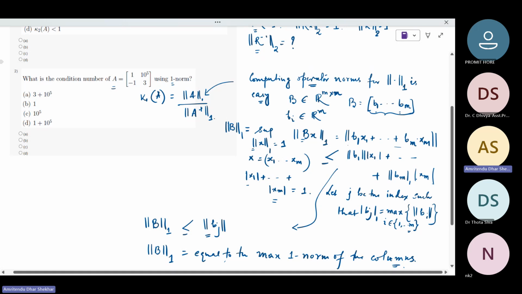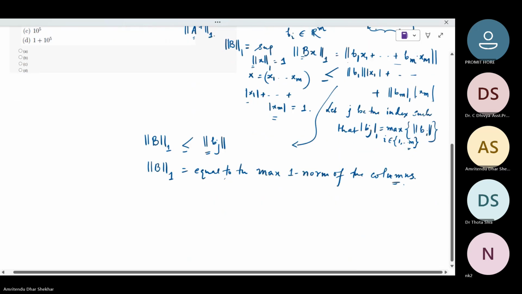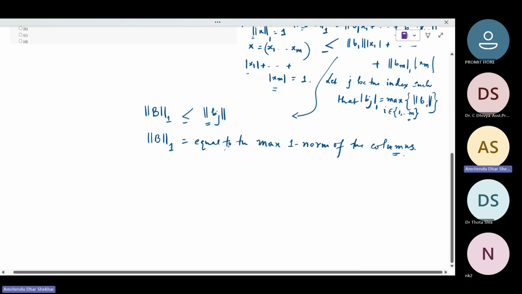Now you're given this matrix A, and you need to compute K1 for A and A inverse. Computing A inverse is going to be easy. It's a 2 cross 2 matrix. So you can easily say what is the one norm of A. You need to look at the column which has the highest one norm. So this is the column with the highest one norm. And similarly do that for A inverse. And that's how you will get your K1. Okay, hopefully this is clear. Now let's move on to the third problem.